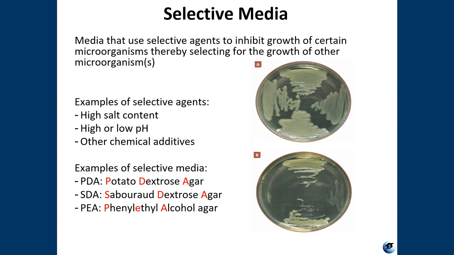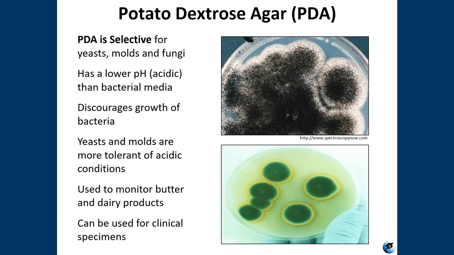The next three media we're going to discuss are your PDA, SDA, and PEA. These are all selective media. PDA is selective for yeasts, molds, and fungi. It has a low, acidic pH, lower than most bacterial media. This discourages the growth of bacteria because most bacteria can't really tolerate a very low pH. Yeast and molds are more tolerant of acidic conditions.